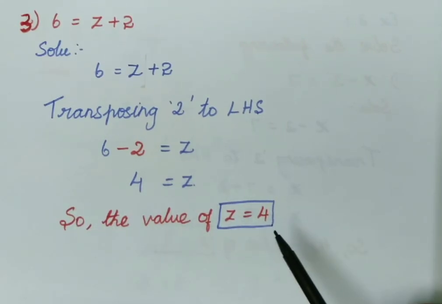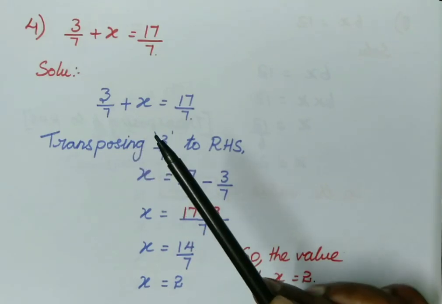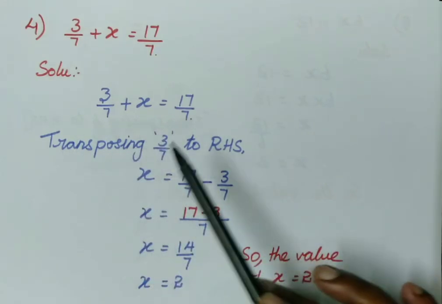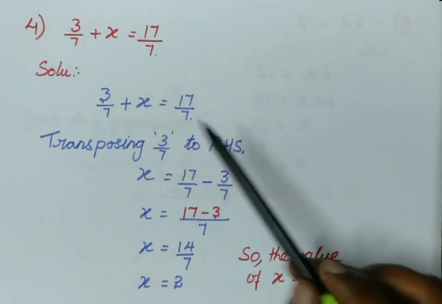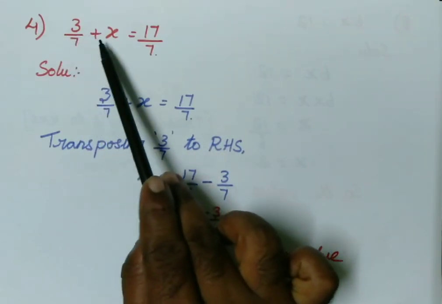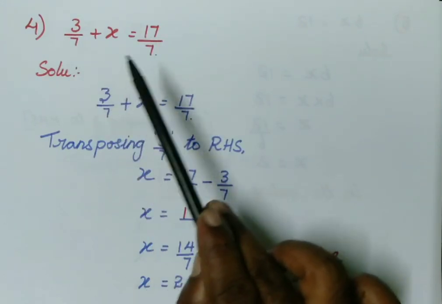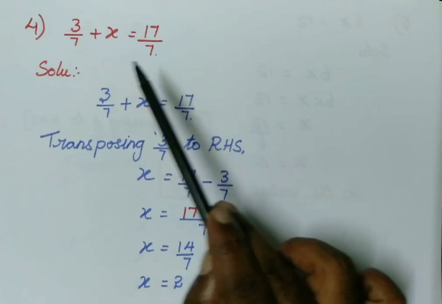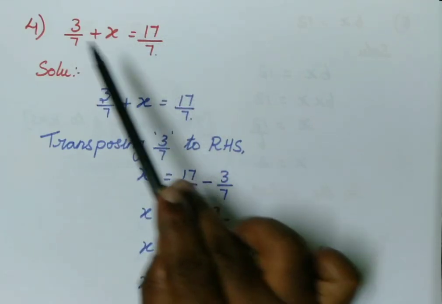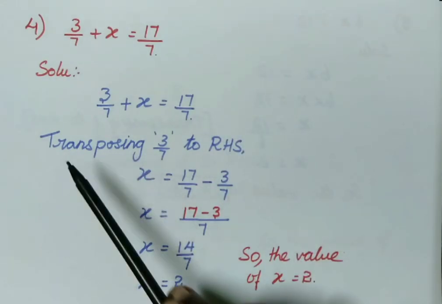So we found the value of z as 4. Now let us solve the fourth sum. It will be a little bit difficult when you see it, but when you solve it, it will be very easy. The question is 3 by 7 plus x equals 17 by 7. In the previous sum we had only whole numbers, but here we have fractions or rational numbers. Same methodology, just we'll see how to solve this.